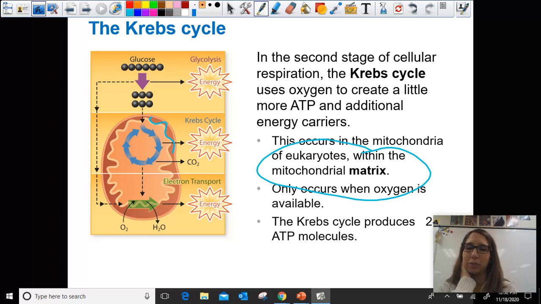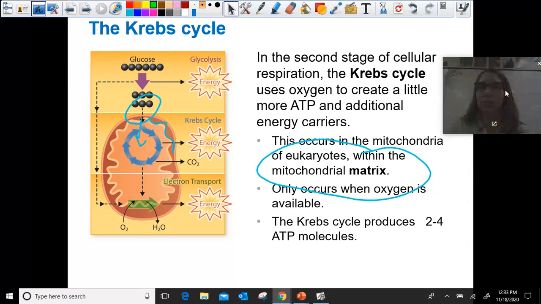In that mitochondrial matrix, sorry, I should say between those little folds of the membrane, we have to have oxygen available to run this process. We have to have the acetyl-CoA that came from glucose, which would be this part right here. We have to have some kind of starter molecules that start out in that cycle and continue to cycle around. Through that process, we're going to produce a couple more ATP.